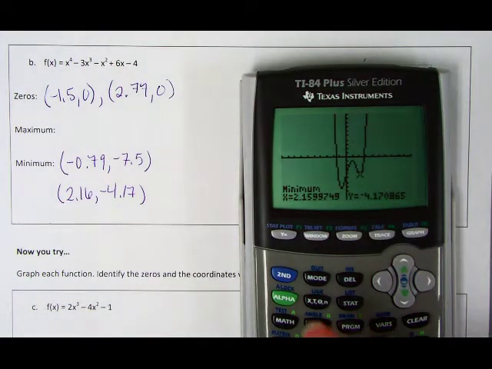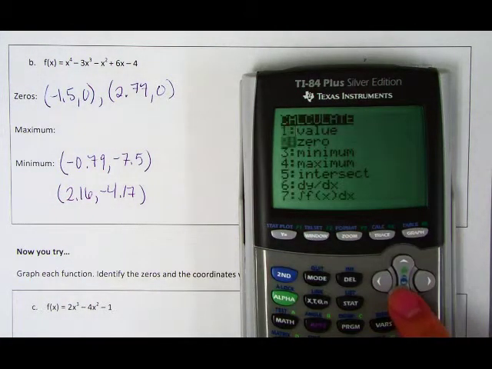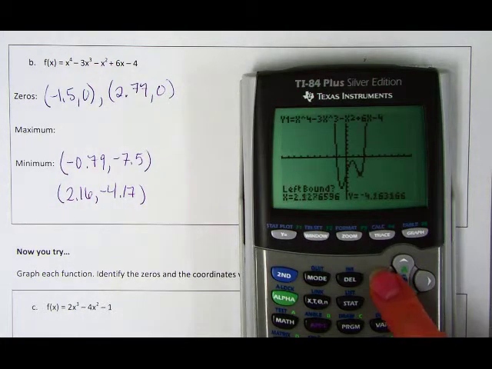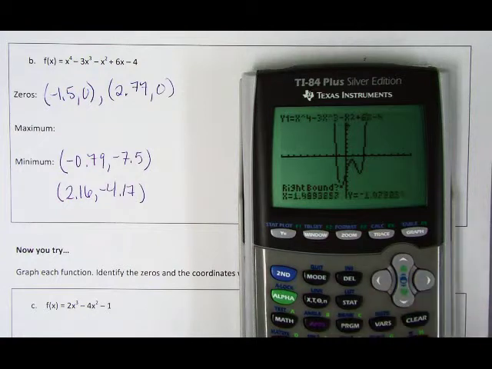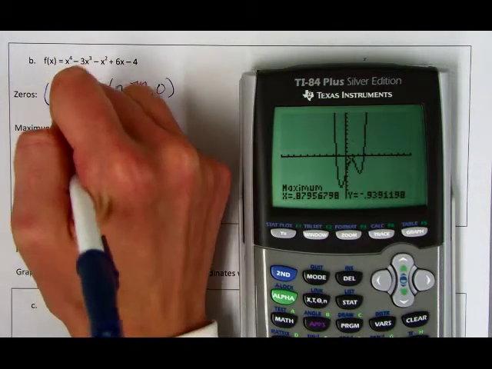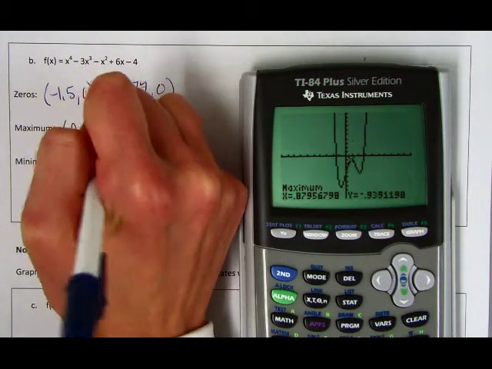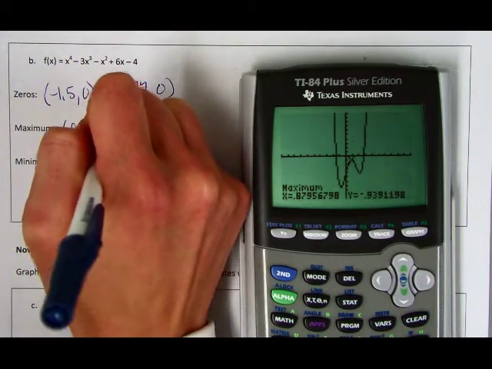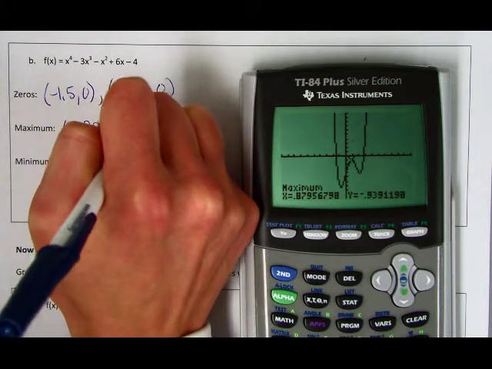Last but not least, we have our maximum. So if I go second trace again to maximum, make sure I scroll just to the left of my max, a little bit to the right of my max, and if I hit enter again through that guess, I get a max value of 0.88, if I round to the nearest hundredth, and negative 0.94.